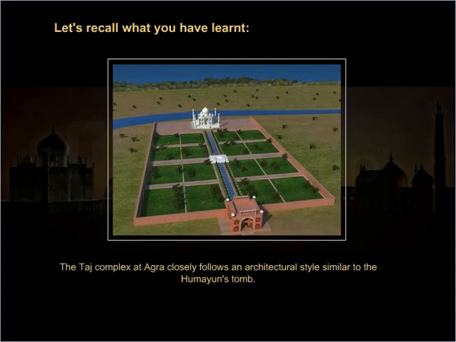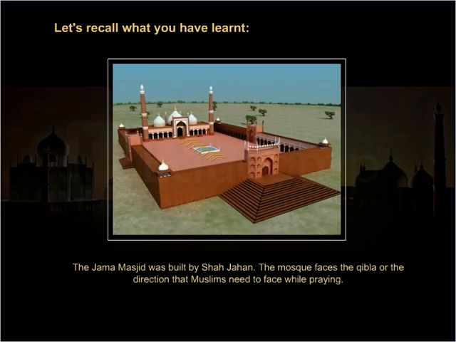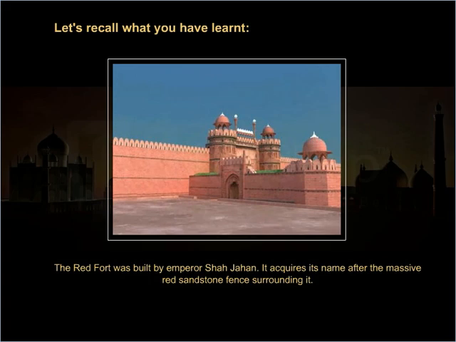The Taj Complex at Agra closely follows an architectural style similar to the Humayun's tomb. Of all the buildings of the Taj Complex, the most magnificent is the mausoleum. The Jama Masjid was built by Shah Jahan. The mosque faces the Qibla, or the direction that Muslims need to face while praying. The Red Fort was built by Emperor Shah Jahan. It acquires its name after the massive red sandstone fence surrounding it.